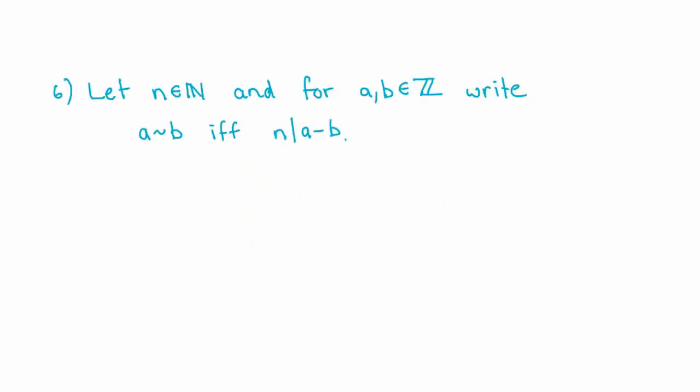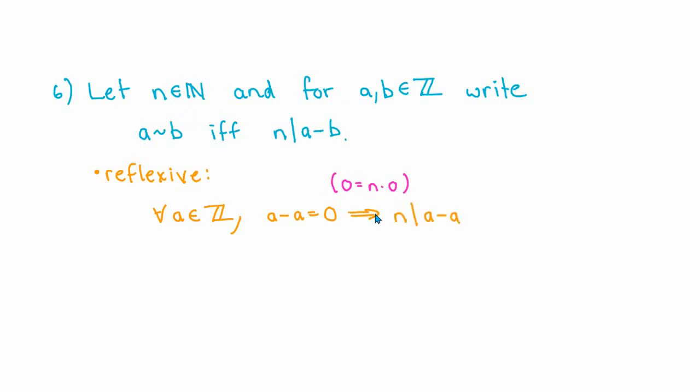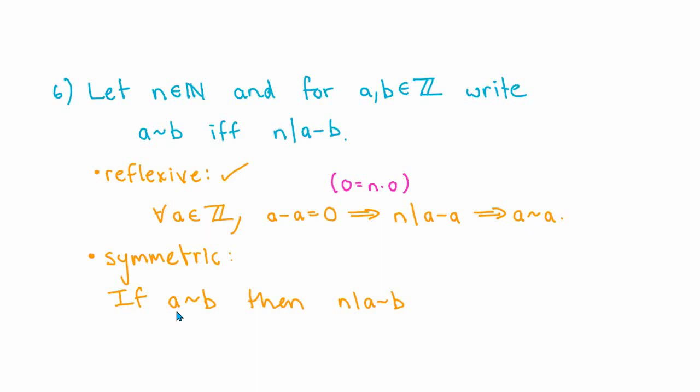And finally, one of our most important examples, let's look at our relation on the integers defined by a is related to b if and only if n divides a minus b. First of all, for any integer a, a minus a is 0, which of course is a multiple of any natural number n, and therefore n divides a minus a, so (a, a) is in the relation, which means it's a reflexive relation.